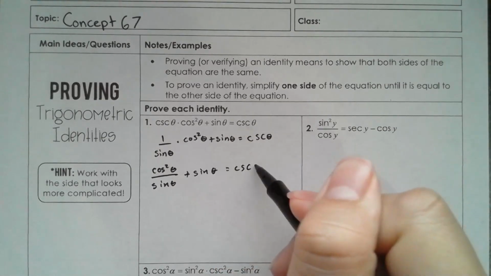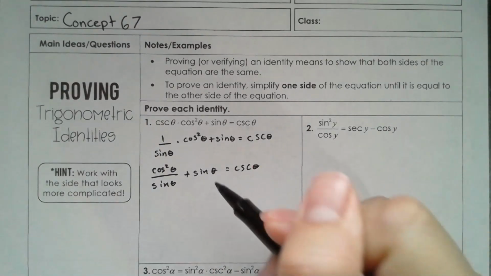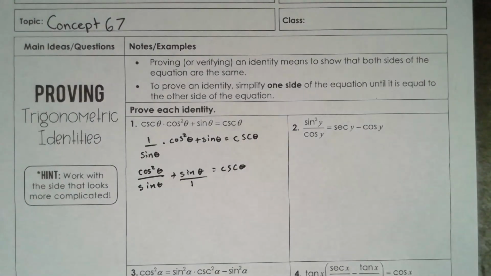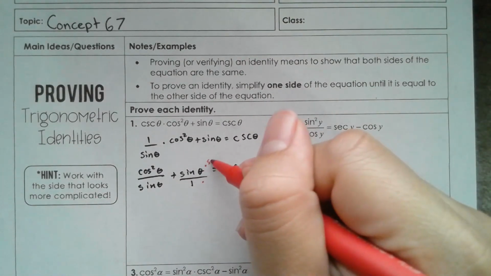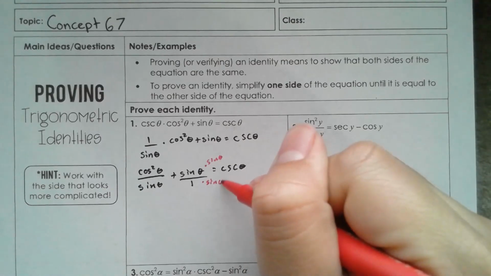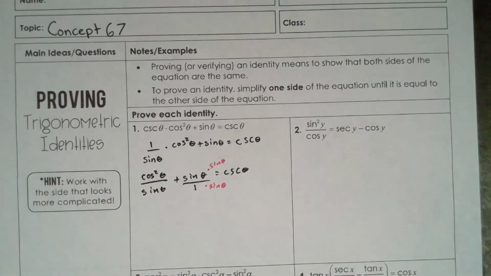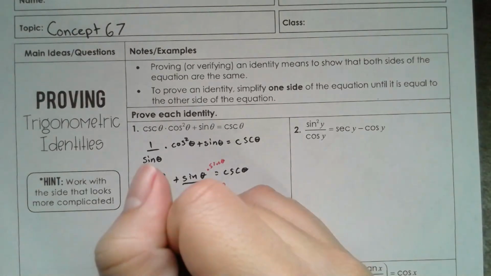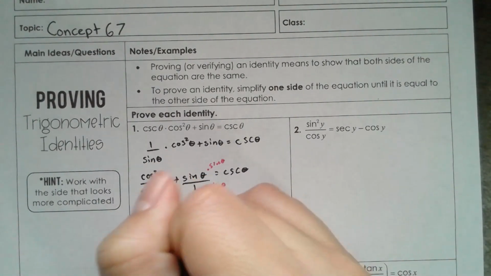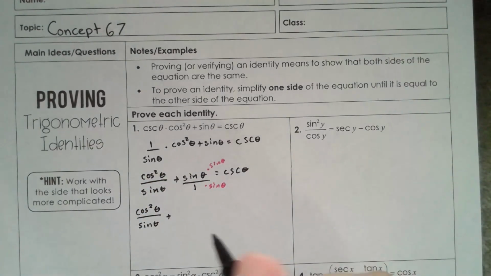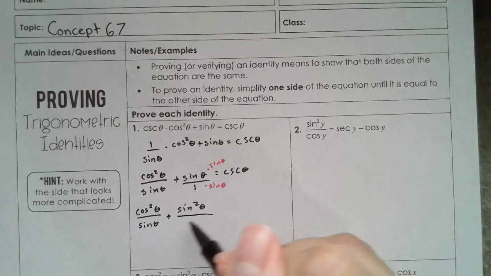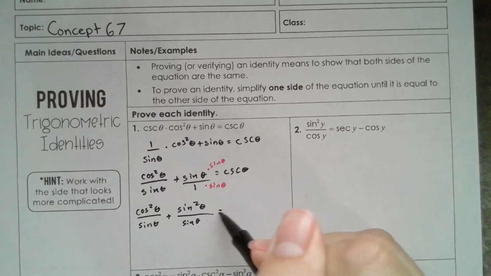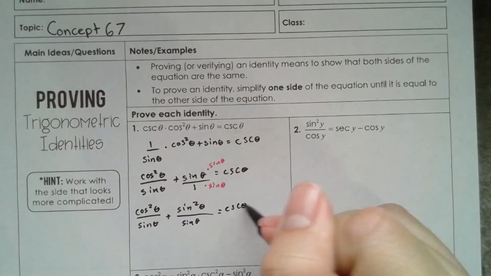equals cosecant theta. This one, I could say it's like sine theta over 1. I have two fractions being added. I need like denominators, so I'm going to multiply top and bottom here by sine theta, because I need sine theta in the denominator. So this will become cosine squared theta over sine theta plus sine theta times sine theta, sine squared theta, over sine theta, and that's equal to cosecant theta.